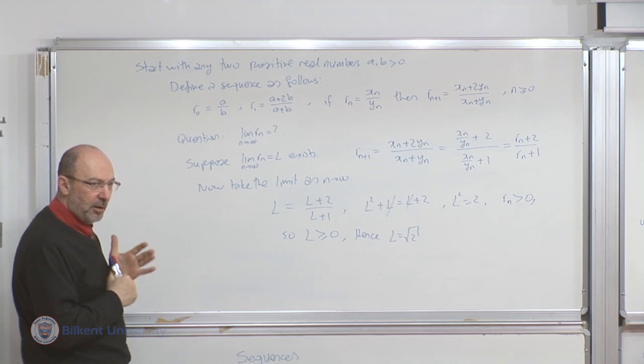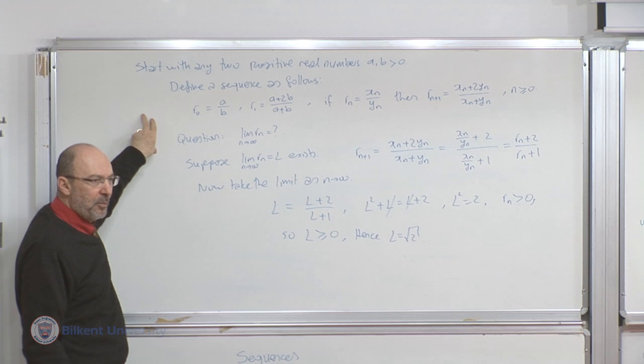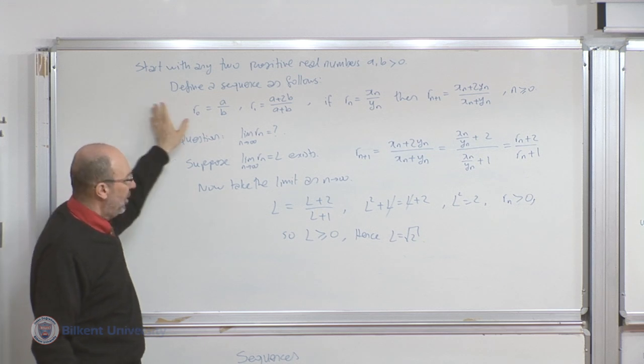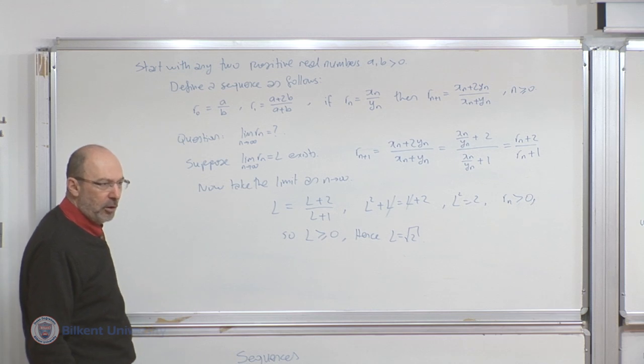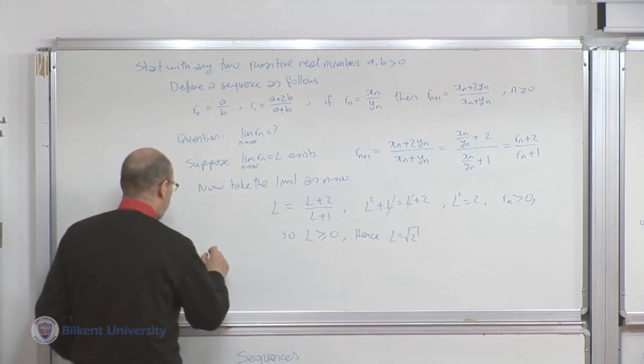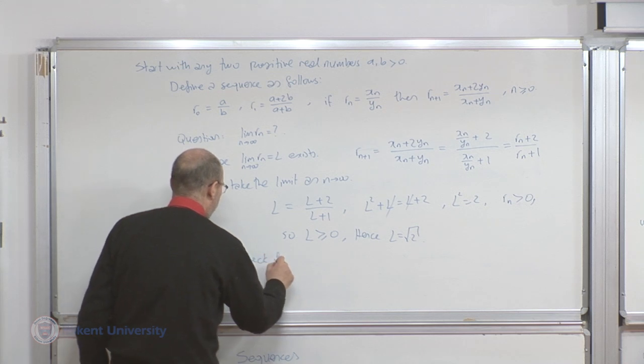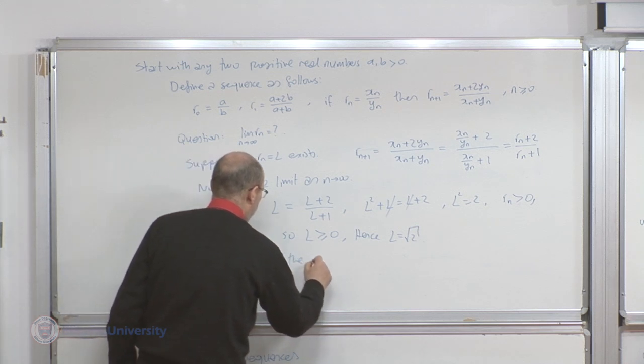So the surprising thing here is that no matter which two positive numbers a and b you start with, this thing converges to square root 2 if it converges at all. Okay, so now we have to check if it converges. Next, check if the sequence converges.